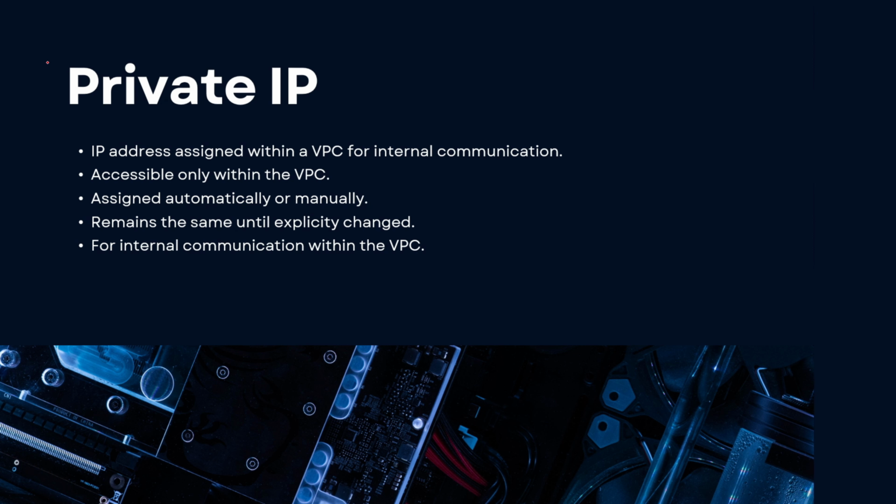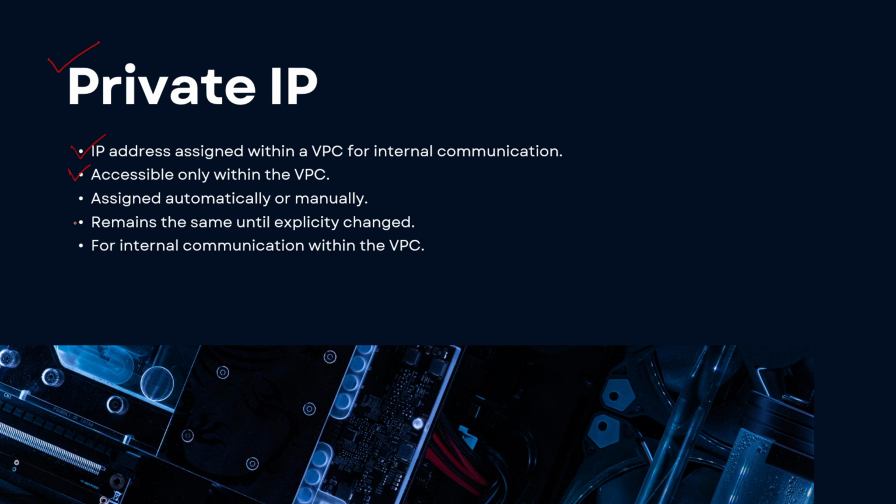Now moving on to private IP address. A private IP address is assigned to every single instance that is created in EC2. It is used for internal communication within a specific VPC. Now what is a VPC? VPC stands for Virtual Private Cloud. Again, your instance will only be accessible within the VPC.